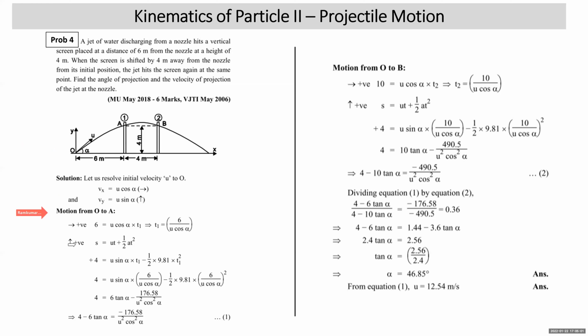Now we write the equations of motion from O to A. First we write the horizontal motion. Horizontal motion from O to A: the horizontal displacement 6 is equal to u cos alpha into t. So t1 is 6 upon u cos alpha.